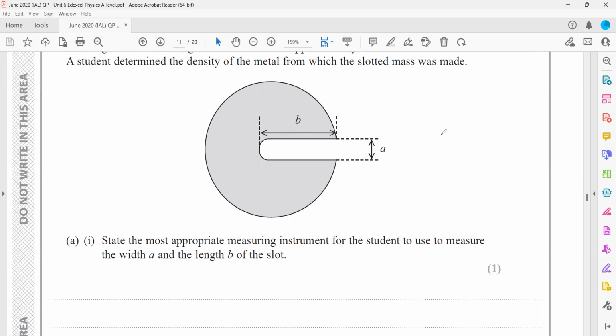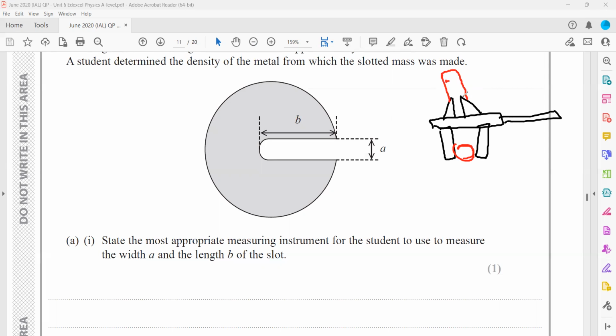But a vernier caliper has two jaws. The lower jaws are used to measure external diameters, and the upper jaws of a vernier caliper are used to measure internal diameters. So there are two jaws in a vernier caliper, one at the top, one at the bottom. If you want to measure, for example, the internal diameter of a test tube, we can measure by placing it here. Externally, we place the object here.